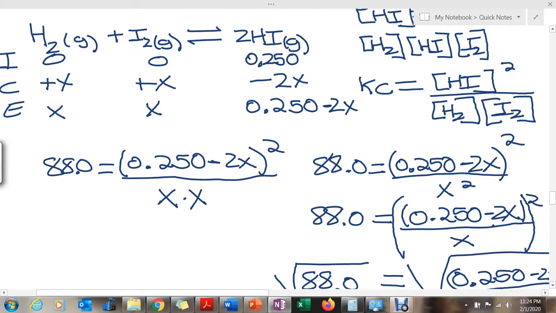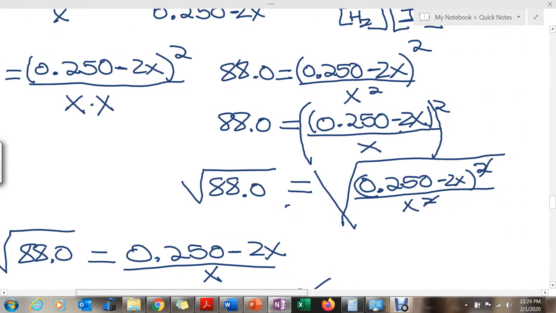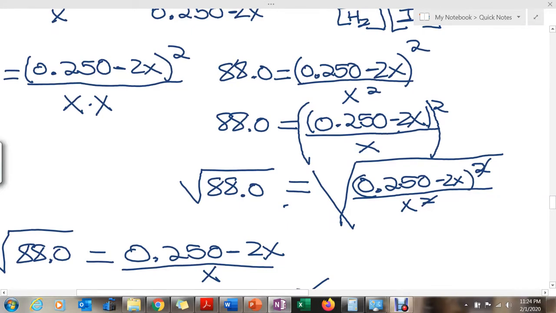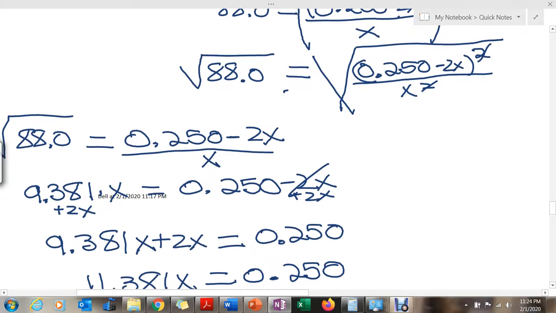So 88.0, but like I was saying, if you look at this, this is squared and this is squared, and it's divided. So you can take the square root on both sides, the square root of 88. If you take the square root of this, this would be 1 and this would be 1. So here's the new expression: the square root of 88 is 9.381x, and this one would be minus 2x.